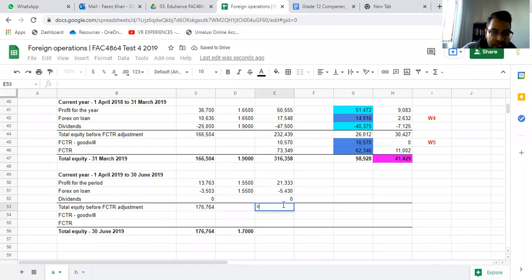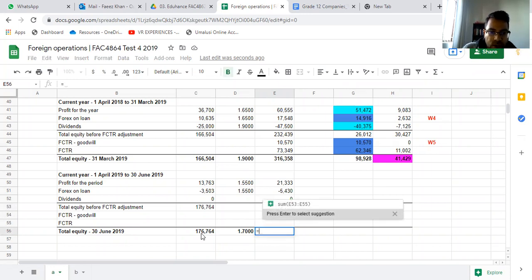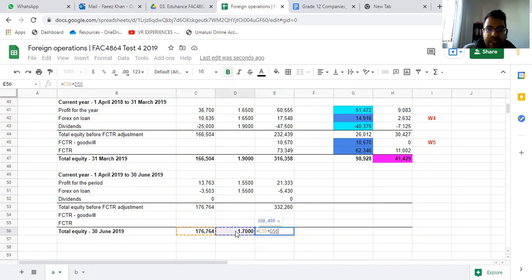So now we add this up. We get to 332. But now remember, this amount at 332,260 must equal 176 multiplied by the closing rate, which is 300. So as you can see, we're currently sitting at 332, but it needed to be at 300.